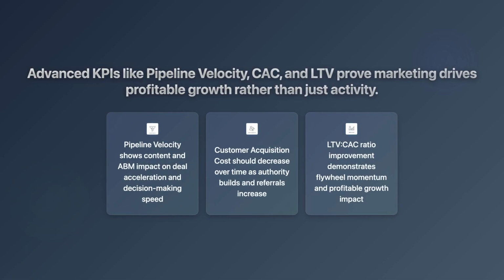Advanced KPIs prove marketing's revenue impact beyond traditional metrics. Pipeline velocity measures how quickly deals move through your sales process. Effective content and ABM should accelerate decision making by educating buyers and building relationships. Track the average time from first engagement to closed deal for content-influenced opportunities versus non-influenced deals.